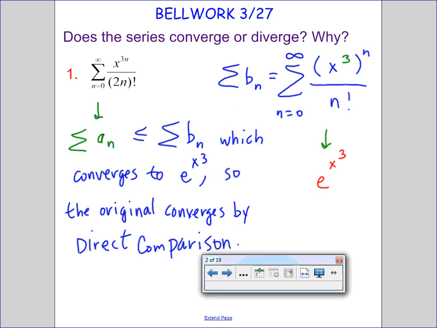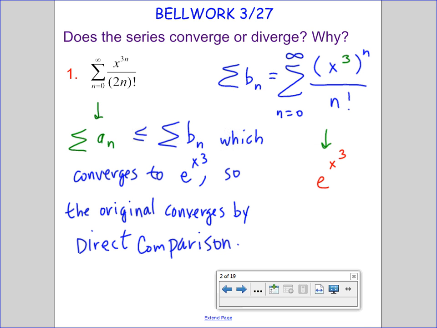Let's see, did we get it all? So we compared our original with the sum from 0 to infinity of x cubed to the n over n factorial. We can see that this is simply a substitution of x cubed for x in e to the x. So it becomes e to the x cubed, that converges. So if that original is less than or equal to a known series that converges, then by direct comparison, the original must converge as well. So that's our direct comparison test. Remembering a little bit? It's been a long time.